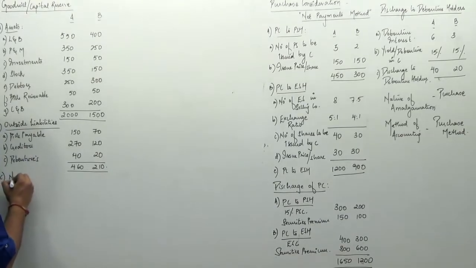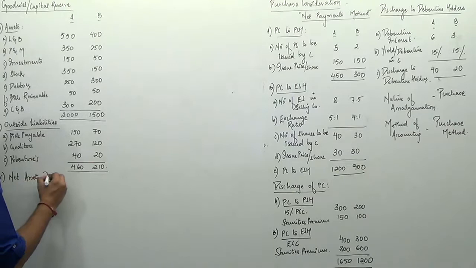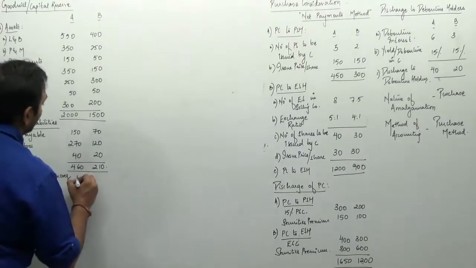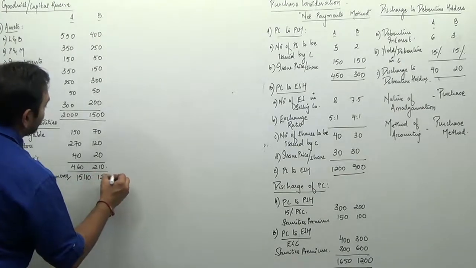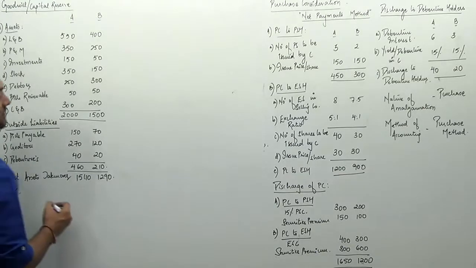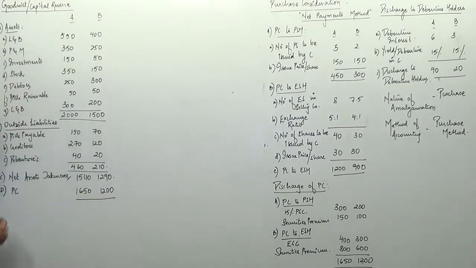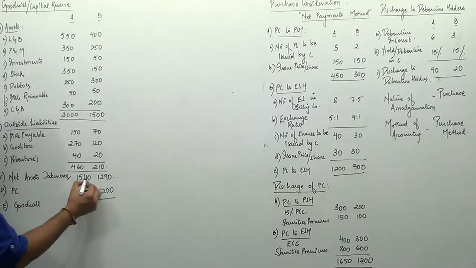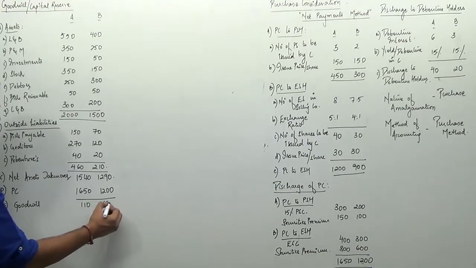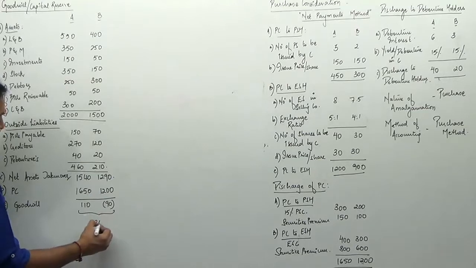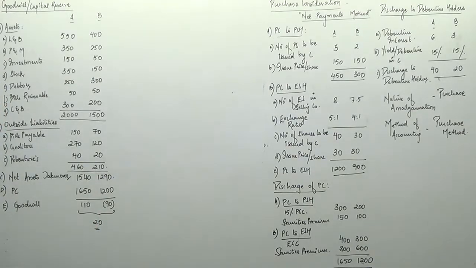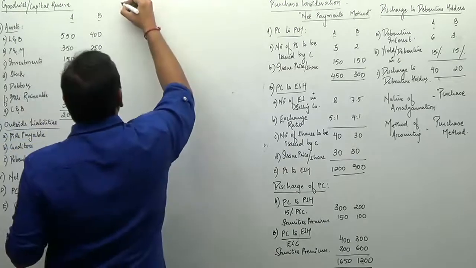That will give me net assets taken over: 1,540 and 1,290. Compare it with the PCs: 1,650 and 1,200. First case, goodwill. First case, goodwill is 110. Second case, capital reserve is 90. Net goodwill is 20. So if you have enough information, you can go for the balance sheet of C Limited.